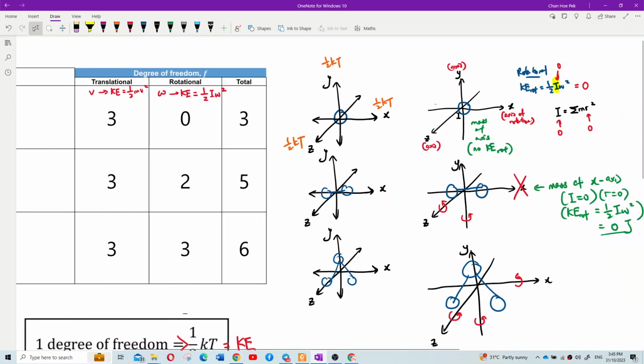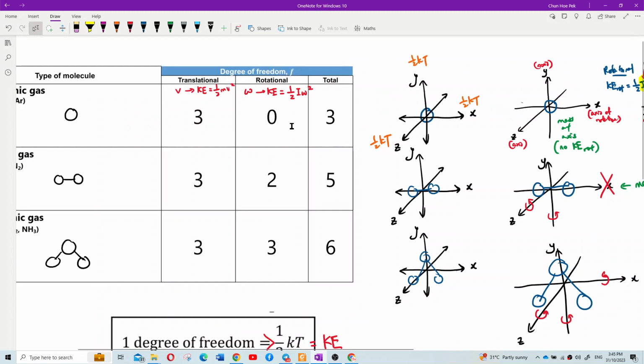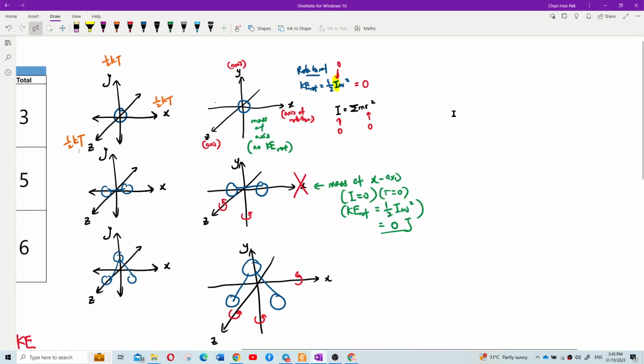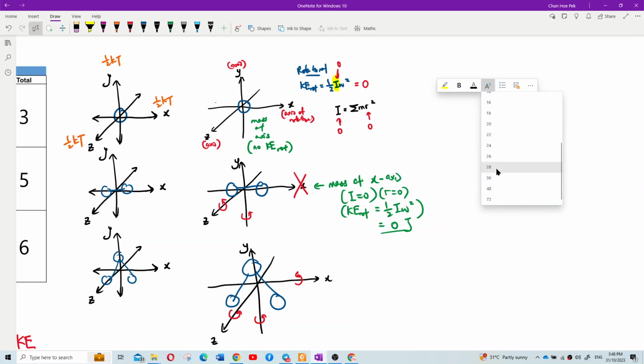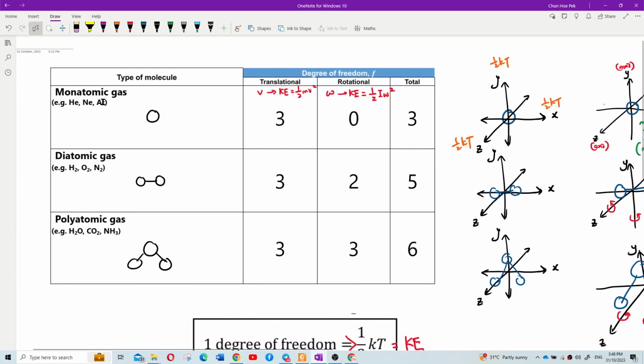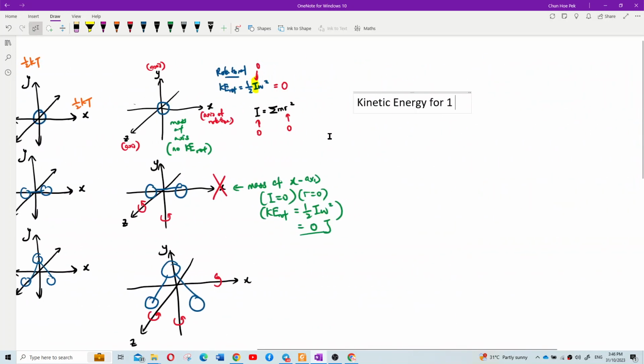And rotational motion has no kinetic energy because there is no degree of freedom, 0. So what is the total? Let me write it down. I should make the writing bigger so that everyone can see. So what is the kinetic energy for one monoatomic gas, helium, one helium gas molecule? It's actually an atom, isn't it?